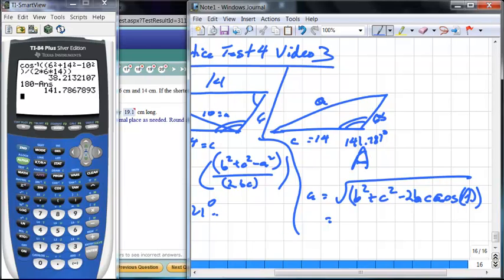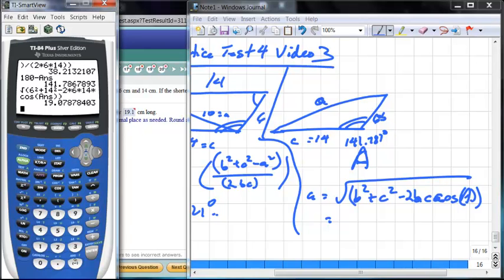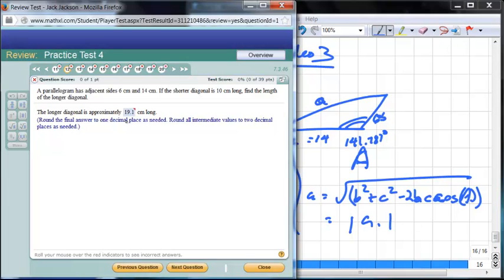So what's that going to be? That's going to be the square root of B, which is 6 squared, plus the C, which is 14 squared, minus 2 times the 6 times the 14, times the cosine of the angle that we just figured out, so my previous answer, close, close, enter. It's about 19.1 centimeters, or units. Next question.